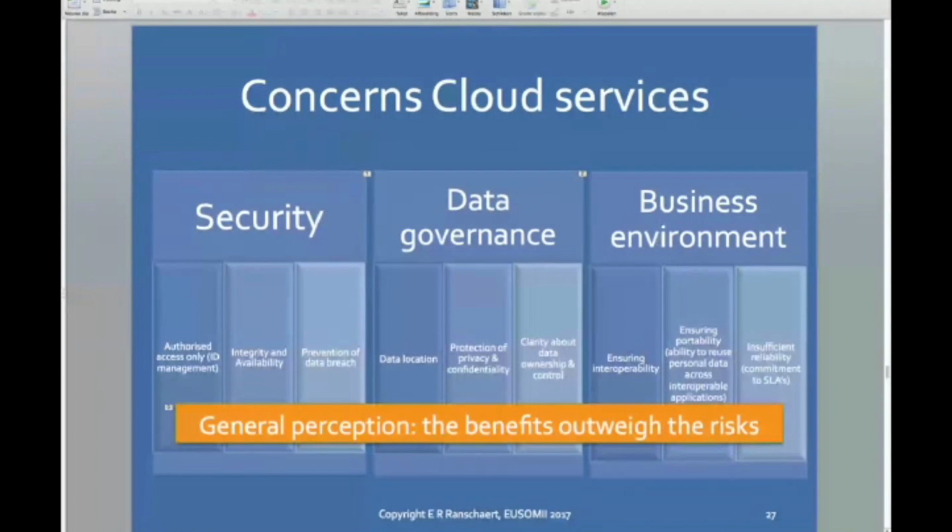And then there are also concerns about the business environment. Are we sure that by using cloud systems there is enough interoperability between the systems? Can this be ensured also when we transfer to different locations? And is this reliable? Anyhow, the general perception is that the benefits here are outweighing the risks.